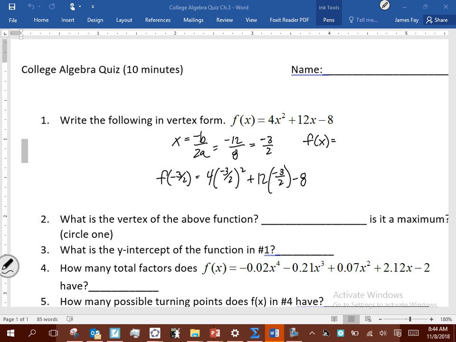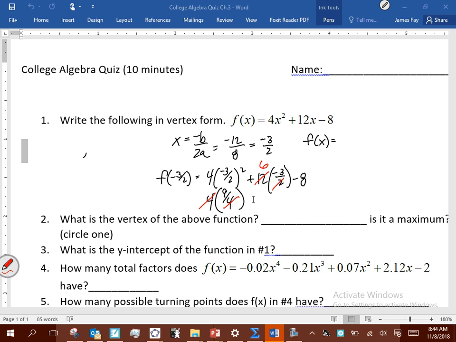So I've got 4 times negative 3 halves squared plus 12 times negative 3 halves minus 8. When I multiply these, how do I square a fraction? Top squared, bottom squared, or just rewrite it as negative 3 halves times negative 3 halves. So it gives me 9/4. What's the benefit of having that 4 out front? Cancel. So it's just going to be 9 there. Over here, the 12 and the 2 are going to cancel, which gives me 6. 6 times negative 3 is negative 18.